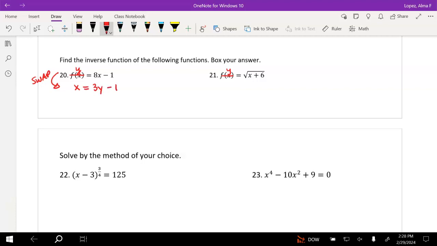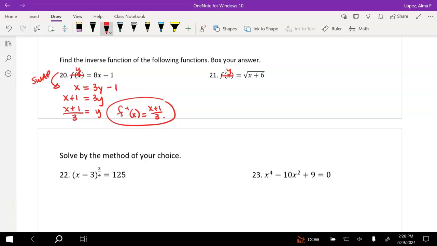I'm going to start by moving the 1 back over to the left-hand side. Now to get the y isolated, I'm going to divide both sides by 3. So I'm going to end up with x plus 1 over 3. But I do want you to write it as an inverse for full credit. So you're going to say the inverse of f is equal to x plus 1 over 3. I'm not going to ask you to verify or anything, so that's all I want. Let's do the next one.